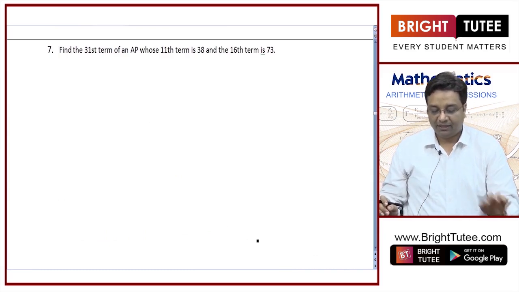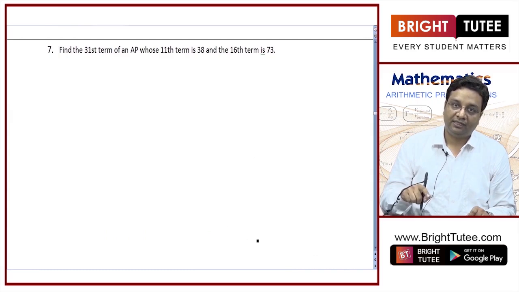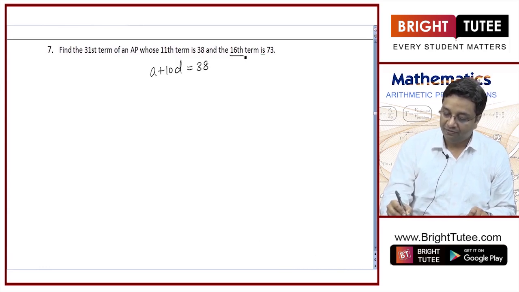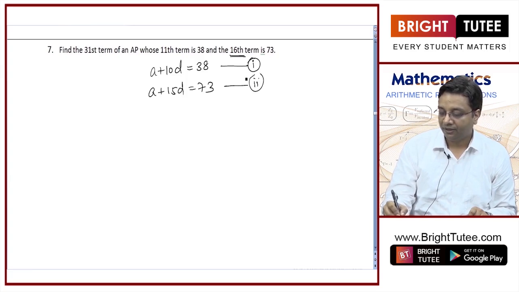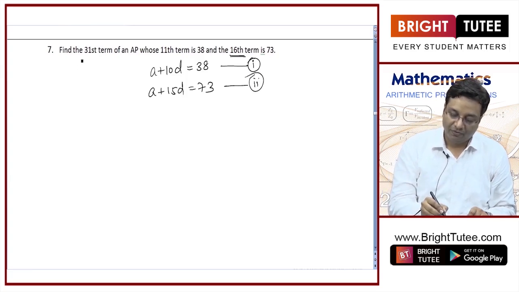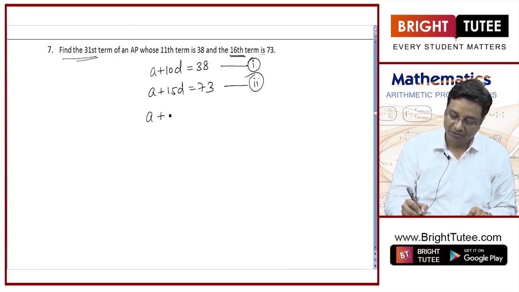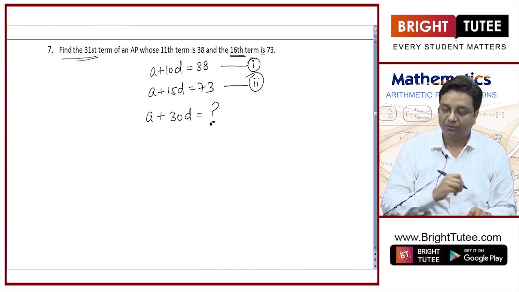So find the 31st term of an AP whose 11th term is 38 and 16th term is 73. What did I say in the introduction? What is 11th term? A plus 10D. So A plus 10D is 38. 16th term is given. A plus 15D is 73, right? We are given these two equations. What we need to find out is 31st term of this AP. So 31st term is what? A plus 30D. This is what we need to find out.